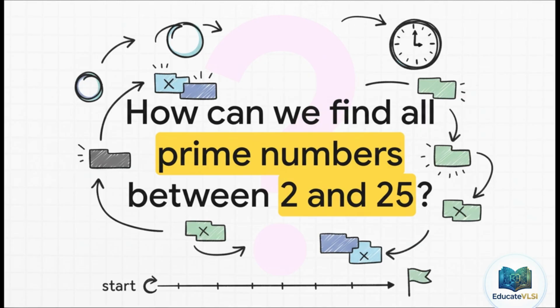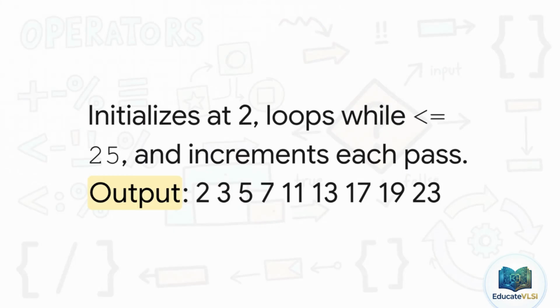This is a perfect job for a loop, especially when we know exactly where we need to start and where we need to stop. And the for loop is the ideal blueprint for this. Just look at its structure. It's got the whole plan right there in one line. First, the initialization. We start our counter at 2. Second, the condition. We tell it to keep looping as long as our counter is 25 or less. And third, the increment. After each lap, we add 1 to the counter. It's the perfect tool when you know exactly how many laps you need to run.